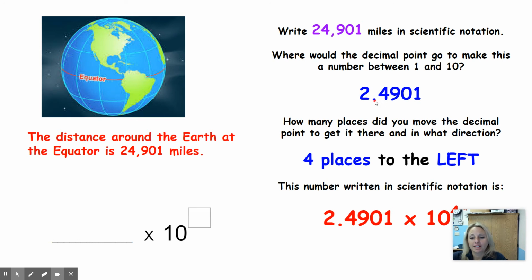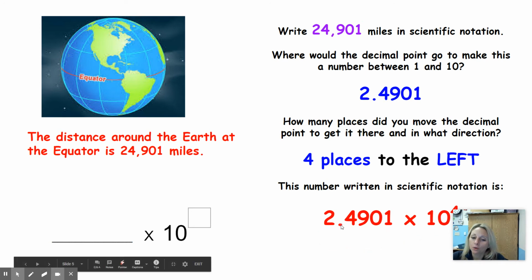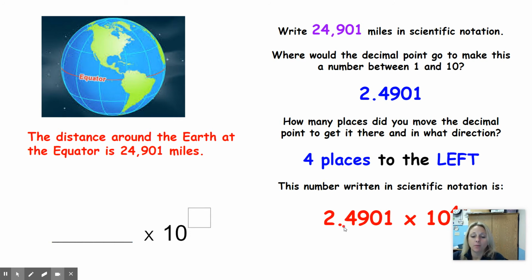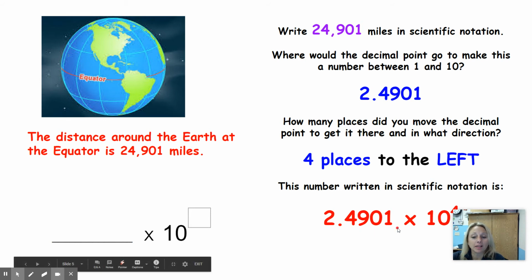So the number written in scientific notation is 2.4901 times 10 to the 4th. So again, we moved it to the left, so the exponent is positive, mainly because in order to get the original number back, we would want to multiply it. We're multiplying it by a big number, 10,000, and moving the decimal point to the right, making it big again.